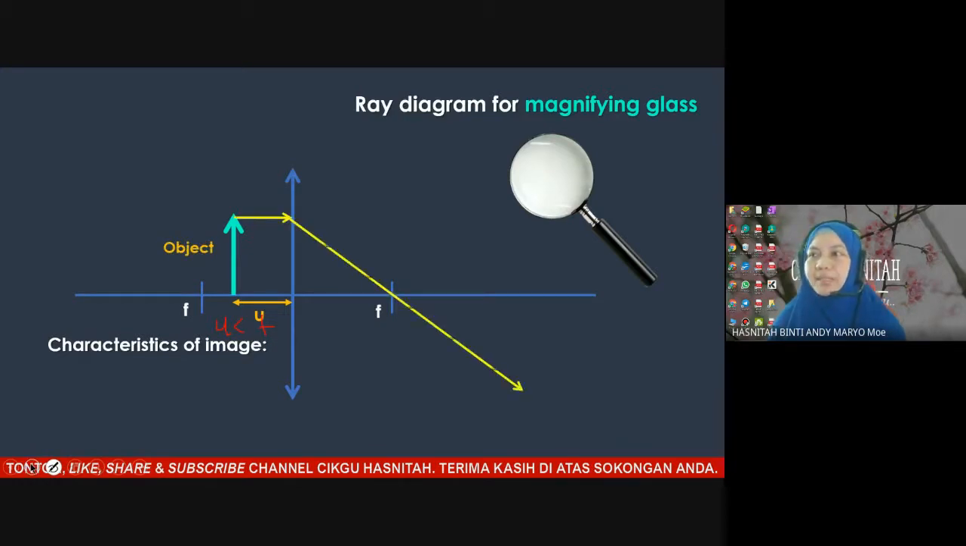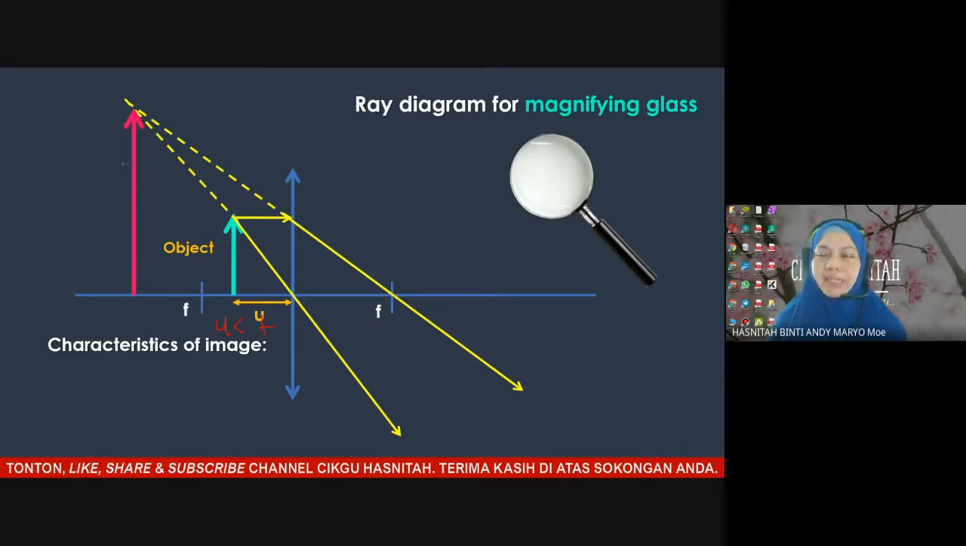First, a straight line parallel to the principal axis will converge at the focal point. Second, a ray from the object to the optical center. The intersecting point of these two lines is where our image will form. Your image will form here.